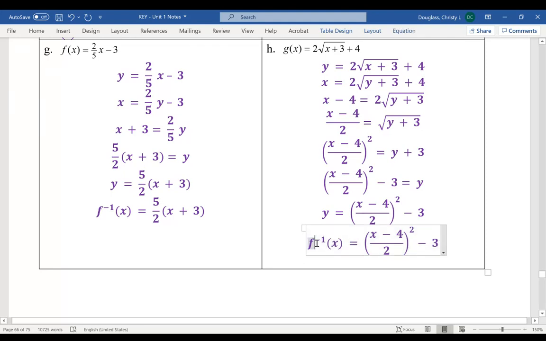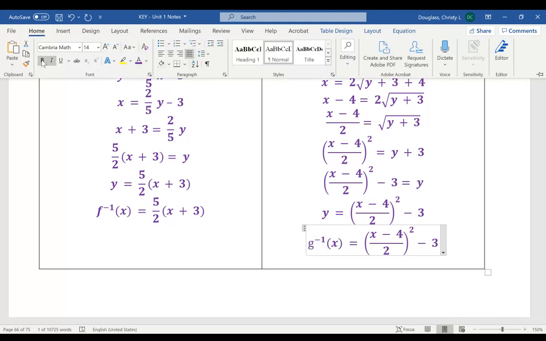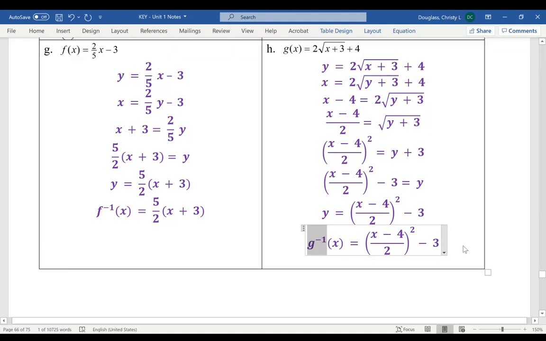This should be g of x, not f of x, once again. Funny how I can think of it now. All right, looking good.